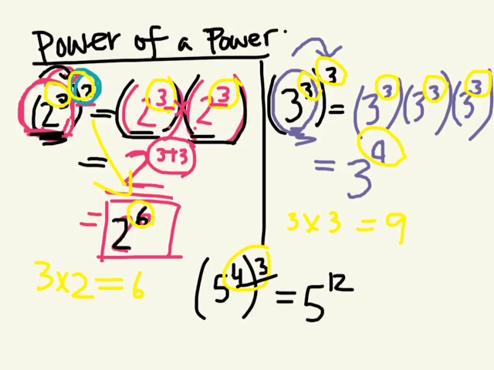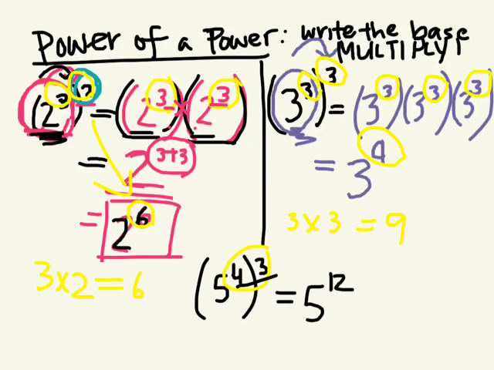So whenever you have a power of a power, all you have to do is write the base. And what are we doing with the exponents? Multiply them. And you'll always get a single power.